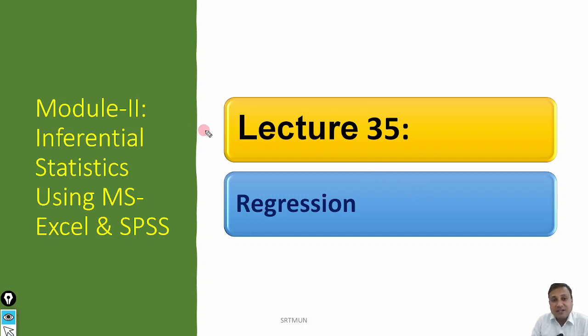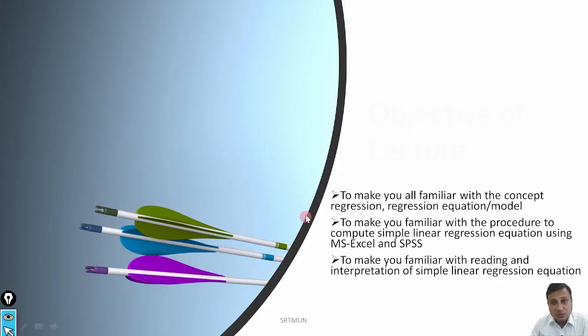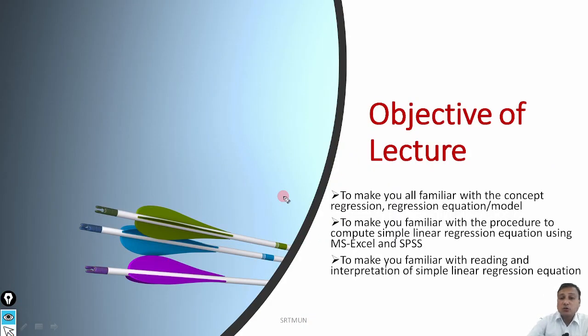Today we are starting our lecture number 35 and the title of today's lecture is Regression. So the objectives of lecture number 35 are as follows. The first objective is to make you all familiar with the concept regression, regression equation or regression model. Regression equation and regression model are the same things.